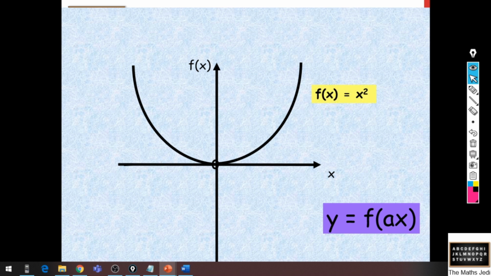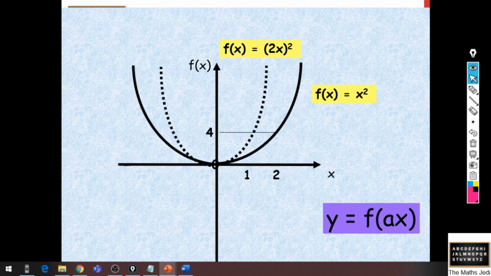Here's x squared. And we're going to look at 2x all squared. So 2x all squared, very steep. What's that doing? Let's again look at values. So 2 would have produced you 4 in the original graph. But to get 4 in the new graph, you only need 1. 1 gives you the same output. So 1 in the new graph gives you the same output as 2 did before.